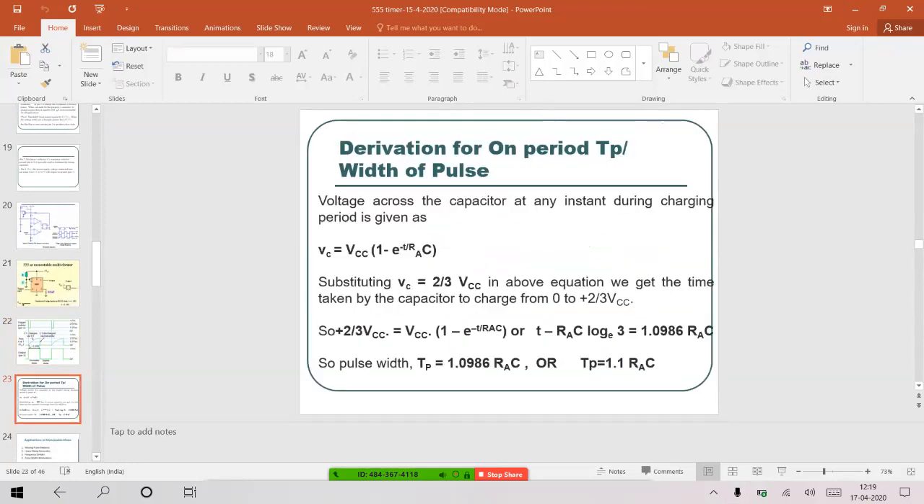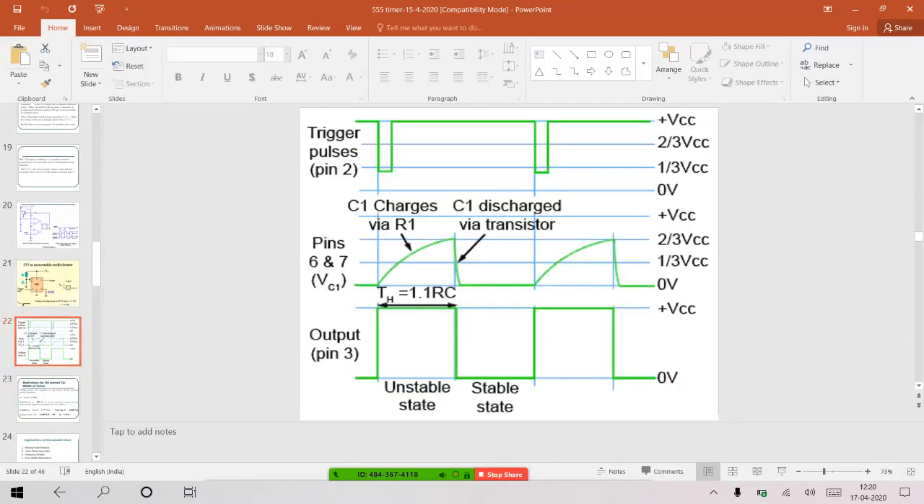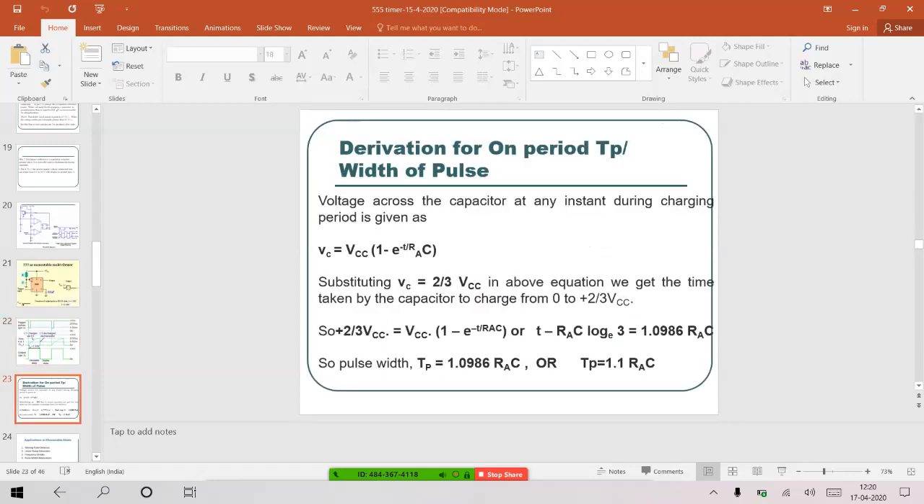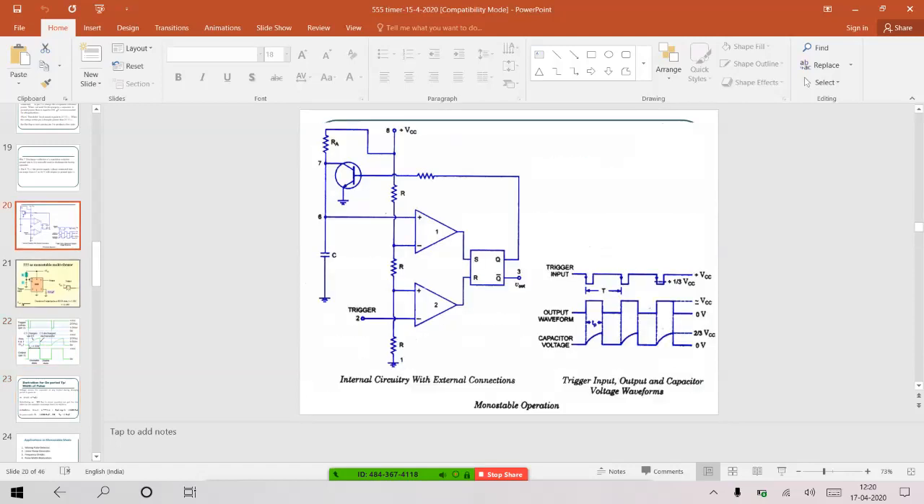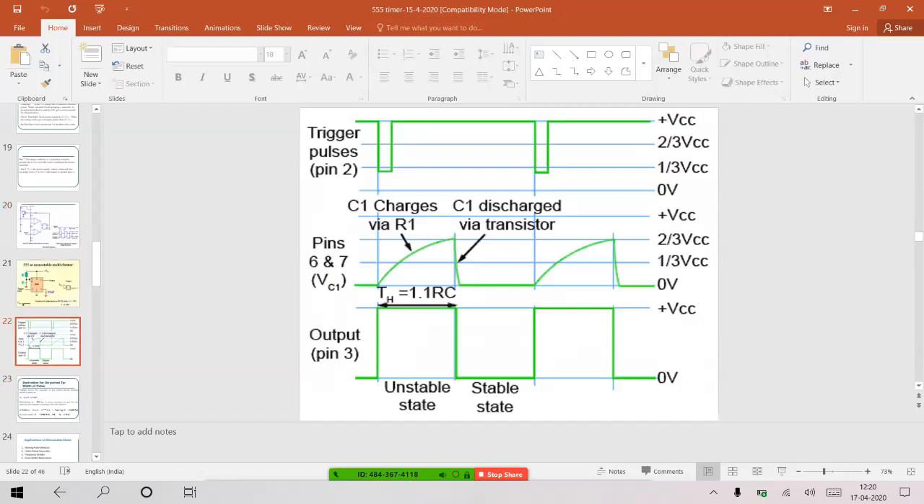So next, this is the derivation. We have seen the waveform. Looking at the waveform, you should be able to derive an expression. If you have understood the working of the block diagram, you should be able to write the waveform. If you know the waveform, you can easily start deriving the basic expression for capacitor voltage.